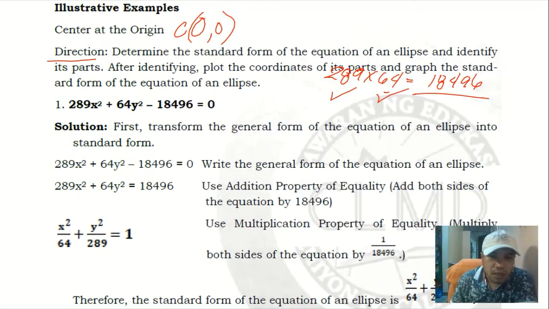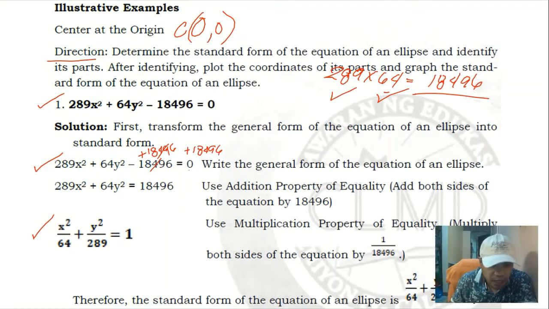So, for the solution, first transform the general form of the equation of an ellipse into standard form. So, nasa general form tayo, gagawin natin siyang standard form. So, dito sulat muna natin yung general form. Then, we will use the addition property of equality. So, mag-add tayo both sides ng 18,496. Kaya sa part na to, nawala si 18,496, then nagkaroon ng 18,496 sa kanan. So, ito na nga siya.